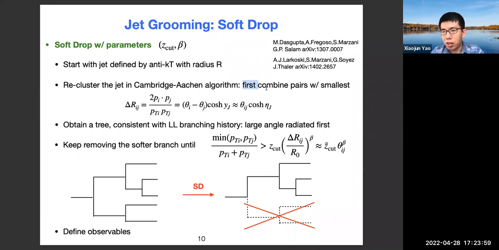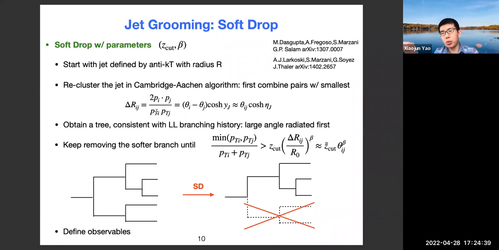In this algorithm, we first combine pairs with the smallest angular distance, which we call delta R_ij. We pick a parton i and another parton or particle j inside the jet, and we calculate this quantity. In the small angle limit, this quantity goes like the relative angle between the two particles and the rapidity of the jet, so it is linear in the relative angle between these two particles. When delta R is small, it means the angle between the two is small.